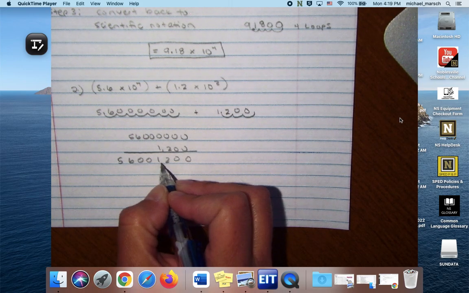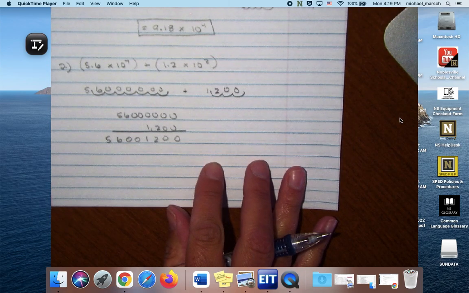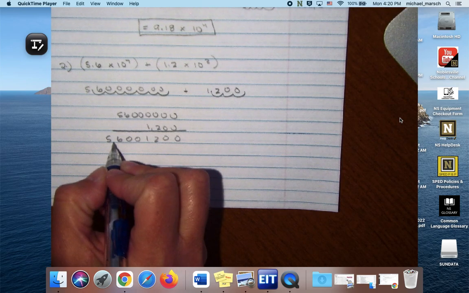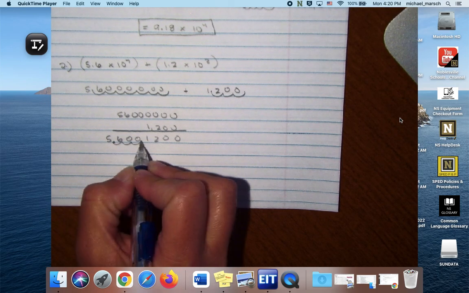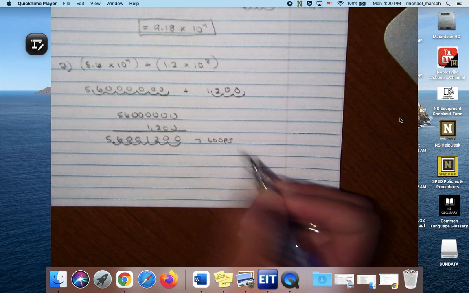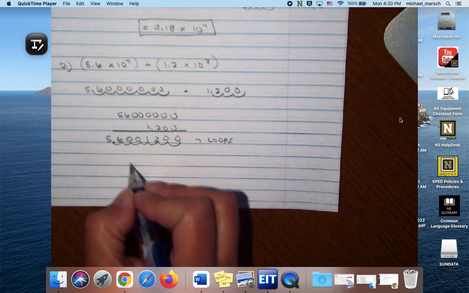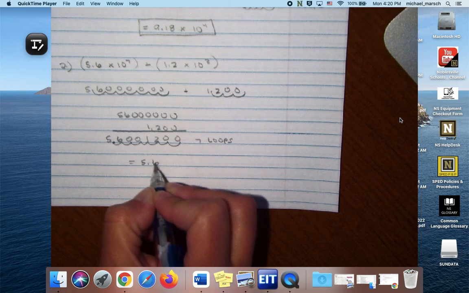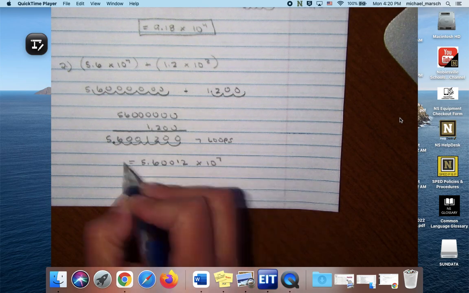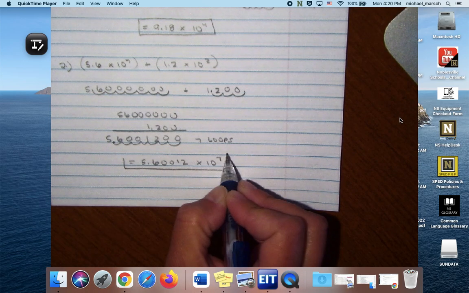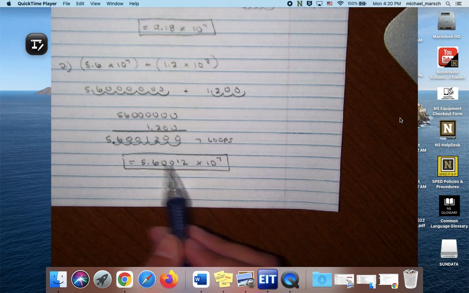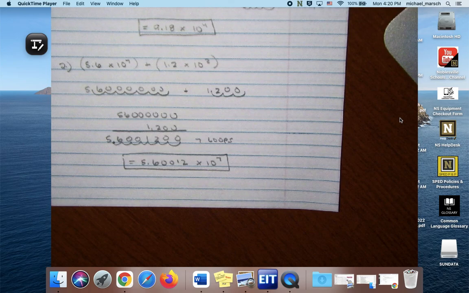So now I've got this long number. But remember, the last step is to change it into scientific notation. So I'm going to put my decimal here. 1, 2, 3, 4, 5, 6, 7 loops. So my final answer is going to be 5.60012 times 10 to the 7th power. Remember, I have to show all of the digits up until I just get zeros. So I have to have this 0012 as part of my answer.